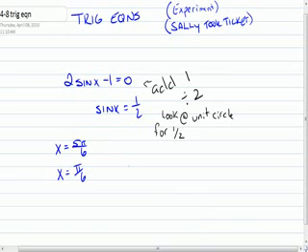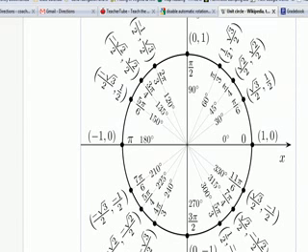Now, one little catch to that is that those aren't the only two solutions. An example of another solution would be 13 pi over 6. Right, here's pi over 6. Go around the circle. There's 12 pi over 6, 13 pi over 6. It's coterminal with pi over 6. And we could keep going around, go around the circle twice, go around the circle 10 times and end up on pi over 6, and you've got a solution.